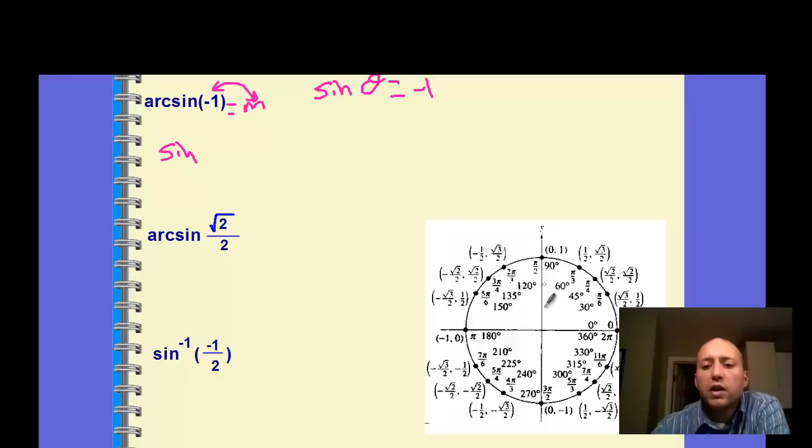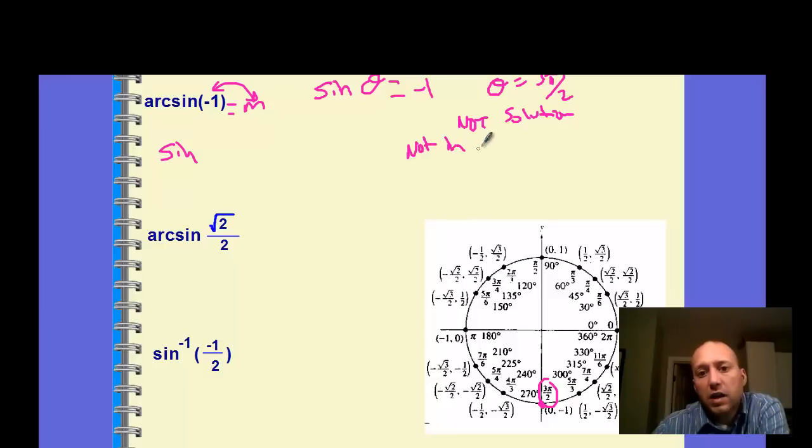Where would that occur? On the unit circle down here, our sine values are the y values of all these points. So what y value is negative 1? That's right here. And so our radian measure you see is 3 pi halves, but it's not 3 pi halves. Even though you think that theta equals 3 pi halves, this is not the solution, because it's not in the domain of the arc sine. For the arc sine, our theta has to be between pi halves and negative pi halves.